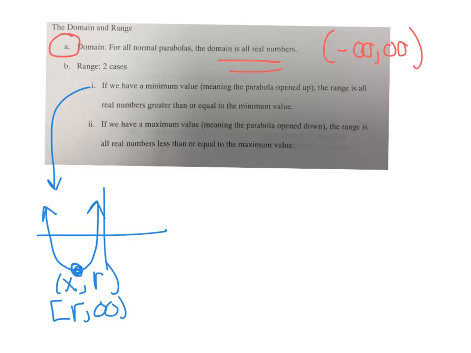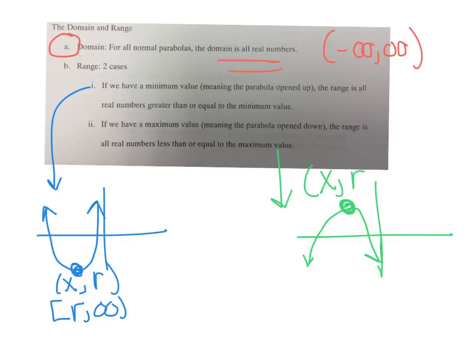My other case that I can have is the second case right here, which means I have a maximum value. And if I have a maximum value, think about it, my parabola does this. There's my dot, my vertex. I'm going to call this one x, comma, r for range. And the range here would be from negative infinity, and then the r value is the biggest thing you touch.